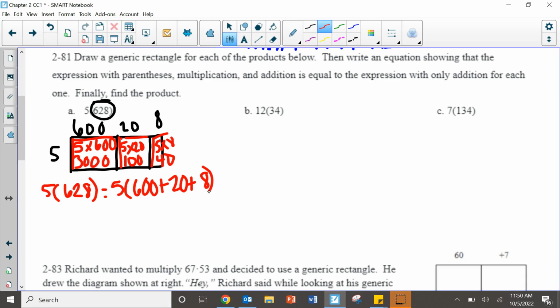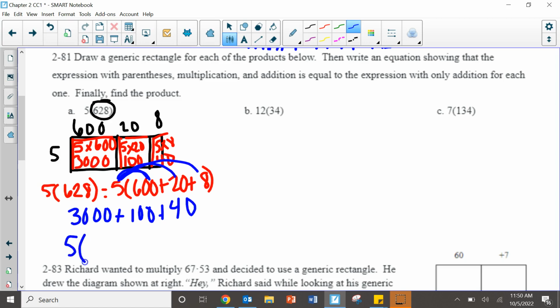Then you distribute your 5. So we did 5 times 600, which we said was 3,000, 5 times 20, which is 100, and 5 times 8, which is 40.